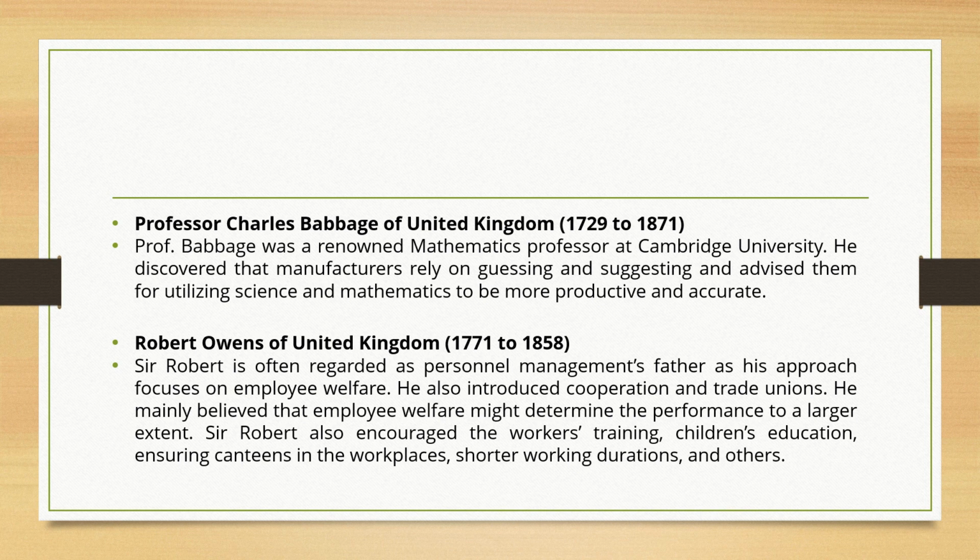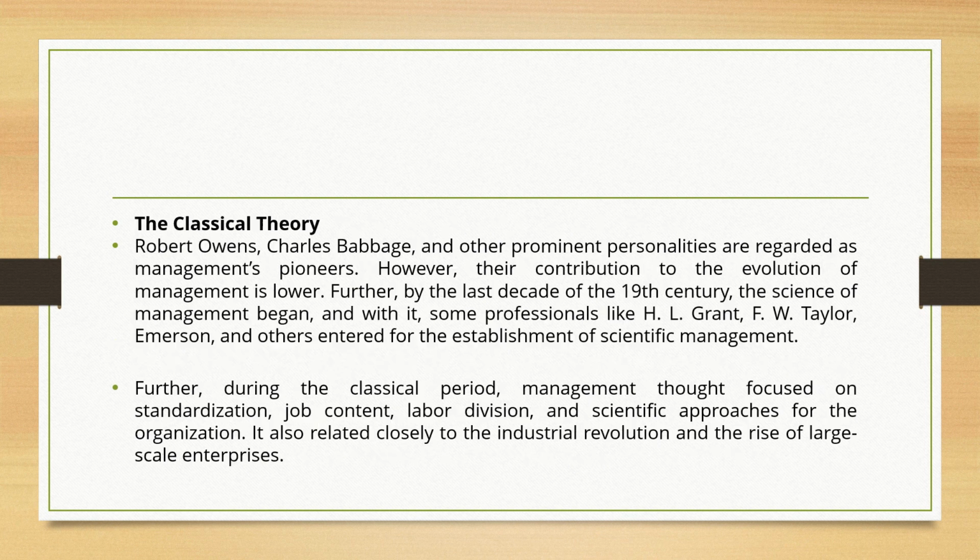The next person, Robert Owen of United Kingdom, 1771 to 1858. Sir Robert is often regarded as personal management's father, as his approach focused on employee welfare. He also introduced cooperation and trade unions. He mainly believed that employee welfare might determine the performance to a larger extent. Sir Robert also encouraged the workers' training, children's education, ensuring canteens in the workplace, shorter working duration, and others. So, this was all about making people happy, and he was a people person.